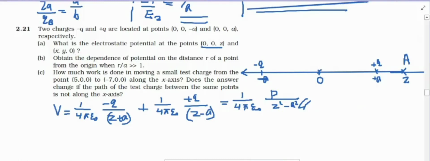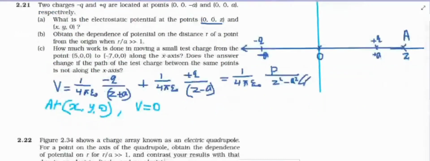xy 0 means it is the YZ plane, and Z coordinate 0 means this plane is passing through the origin. Now for this dipole minus Q and plus Q, this plane is the equatorial plane. As it is the equatorial plane, at xy 0, which means it is the equatorial plane of the dipole, you know that at the equatorial plane of the dipole potential is 0.